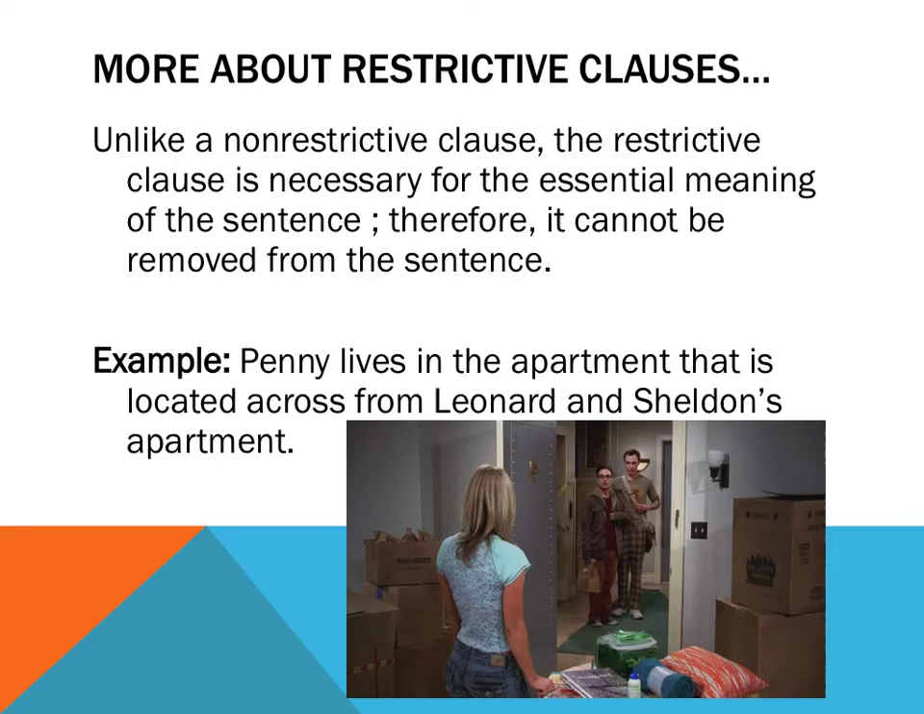There is a difference between a restrictive and a non-restrictive clause. Unlike a non-restrictive clause, the restrictive clause is necessary for the essential meaning of the sentence. Therefore, it cannot be removed from the sentence.